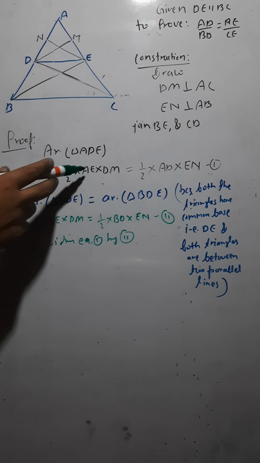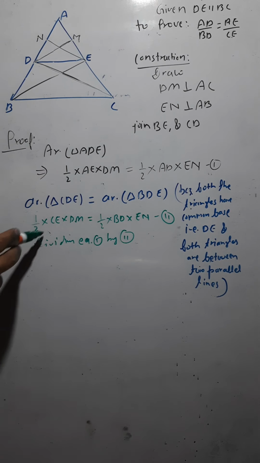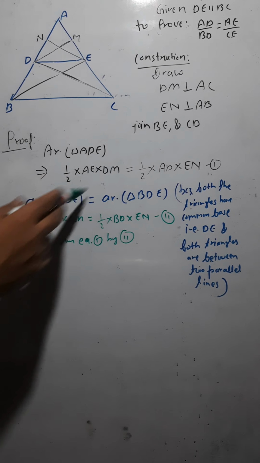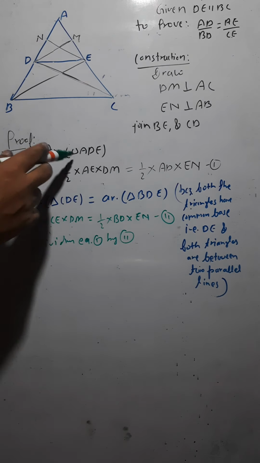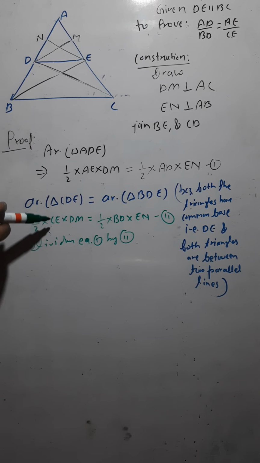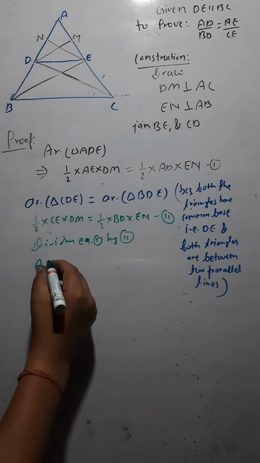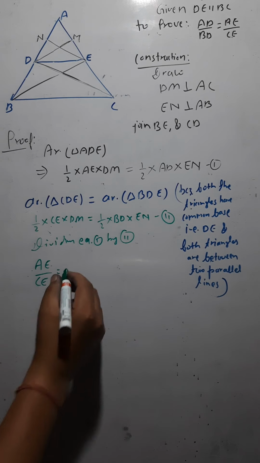It means 1 by 2 into AE multiplied DM by 1 by 2 into CE multiplied DM. So DM and DM would cancel. 1 by 2 and 1 by 2 would also cancel. What is left here? AE by CE, isn't it? So I am getting AE by CE.